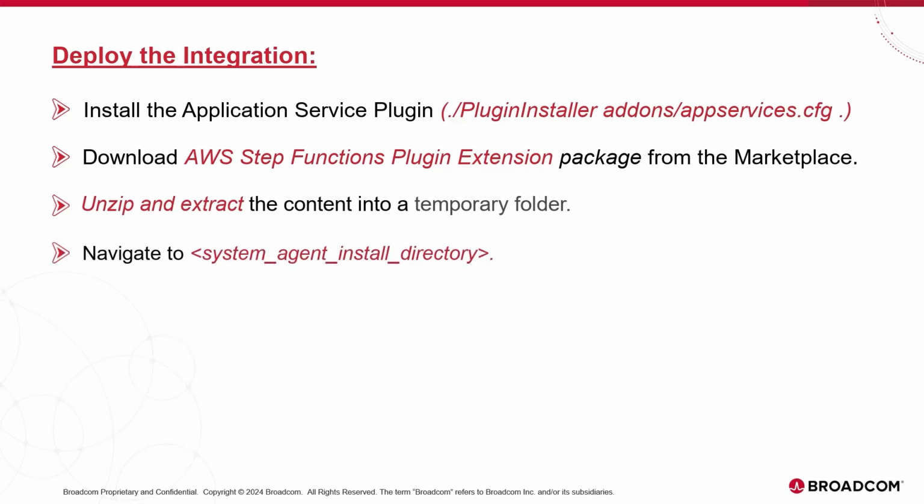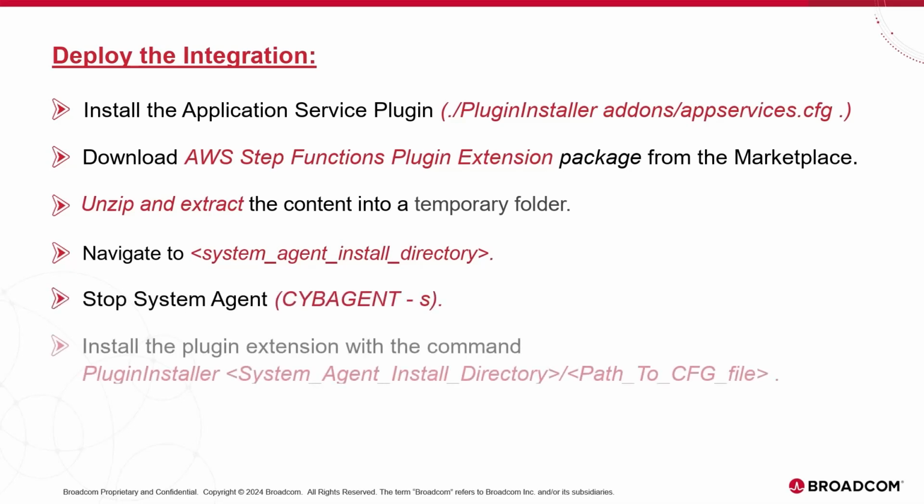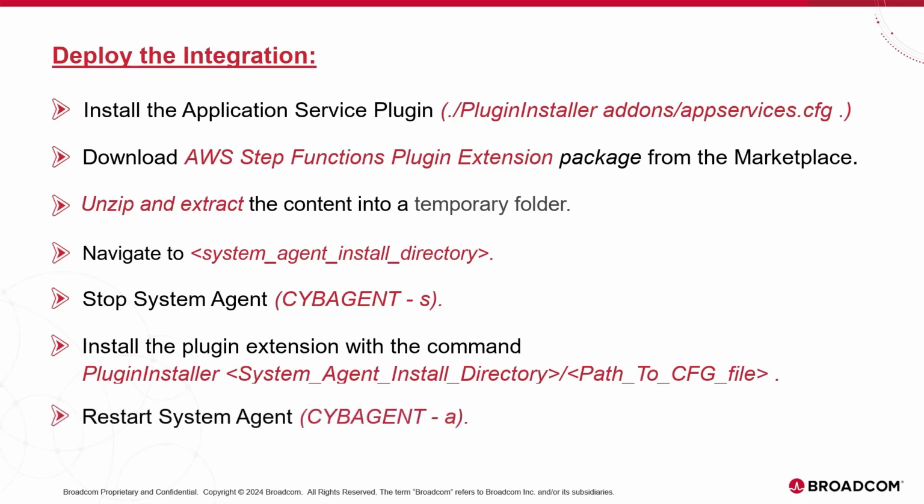Navigate to System Agent Install Directory. Next, we must stop the system agent with the cyb agent -s command. Install the plugin extension with the command plugin installer, system agent install directory/path to CFG file. Now, restart the system agent with the cyb agent -a command. Remember, this integration uses AWS Step Functions public REST API.